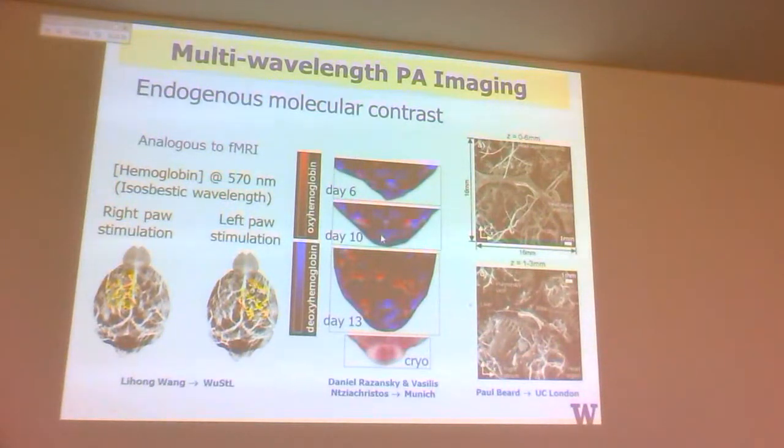And then Paul Beard, at University College London, has developed a number of systems and is really doing microvessel imaging, exploiting these multi-wavelength sequences as well. So really very nice stuff these guys have done. But again, all preclinical, basic science kinds of studies. These are done with low repetition rate, high intensity lasers.